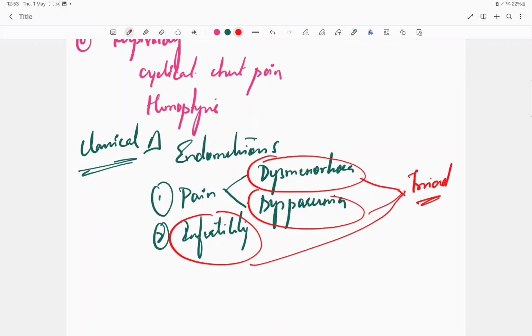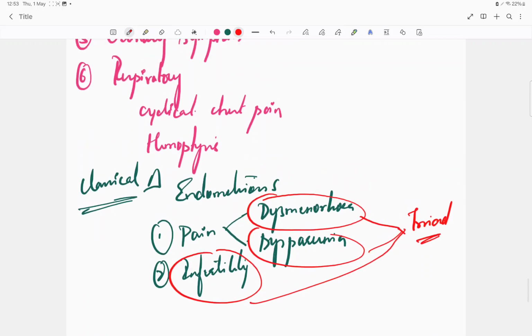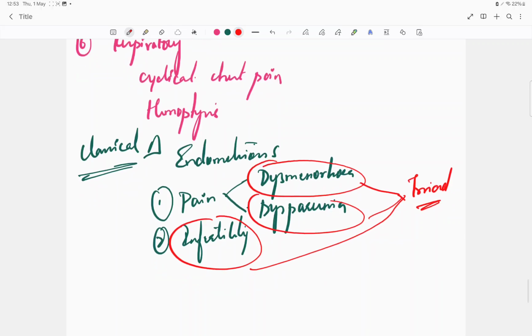So, guys, this is an MCQ. They have asked, among the following, which is not included in the triad of endometriosis. Then they might even include dyschezia. You might think dyschezia is also part of endometriosis. Obviously, dyschezia should be included, but no. Dysmenorrhea, dyspareunia, infertility. These are the classical triad of endometriosis. Okay.